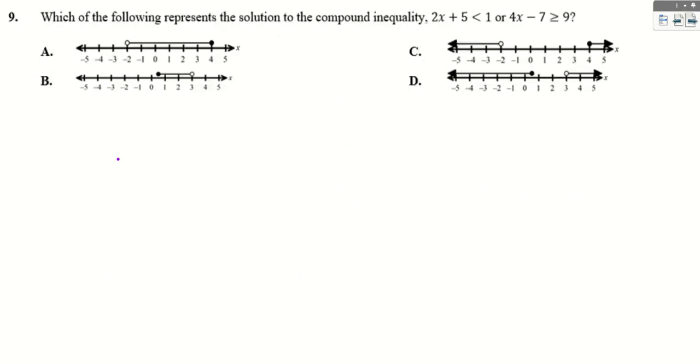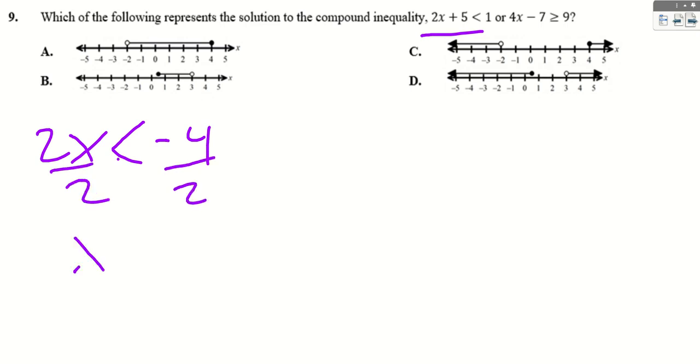All right, given this, I am going to simplify this one. So I have 2x, and I'm going to subtract 5 from both sides, and now I have minus 4, divide by 2, divide by 2. X is less than negative 2. And it's going to be an open dot because it's just less than. So I'm looking at my negative 2's with a less than. So A looks good so far.